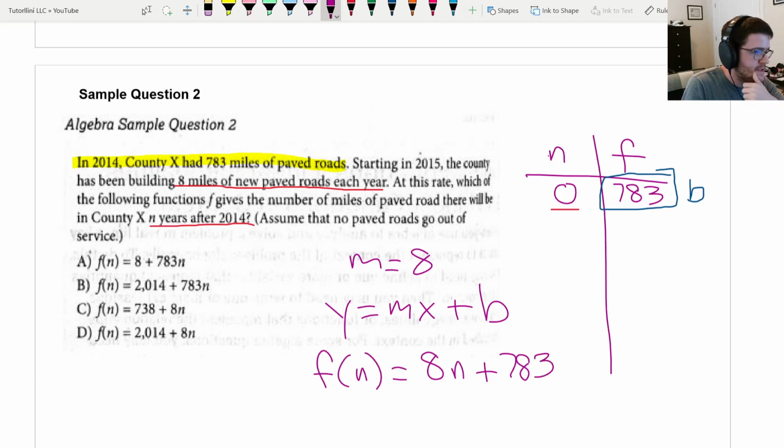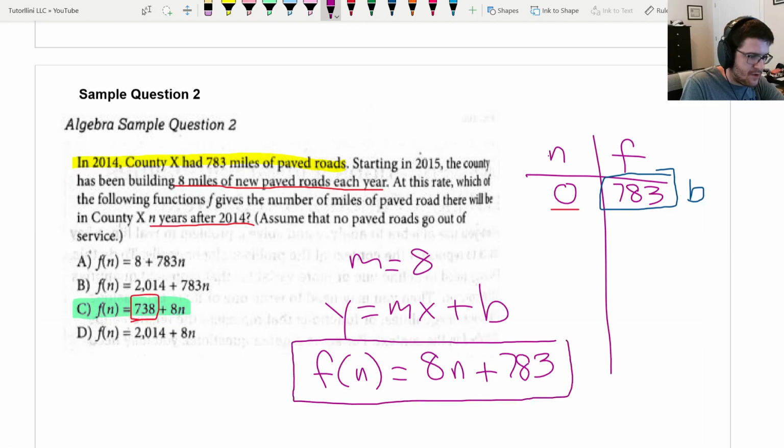And I'm not seeing that as an option. Maybe I made a mistake. Okay, yeah. The answer is C. I looked, and it seems like this is just a typo. I think this is supposed to say 783. So we'll use this function if we need it in the future. Great, let's keep going.